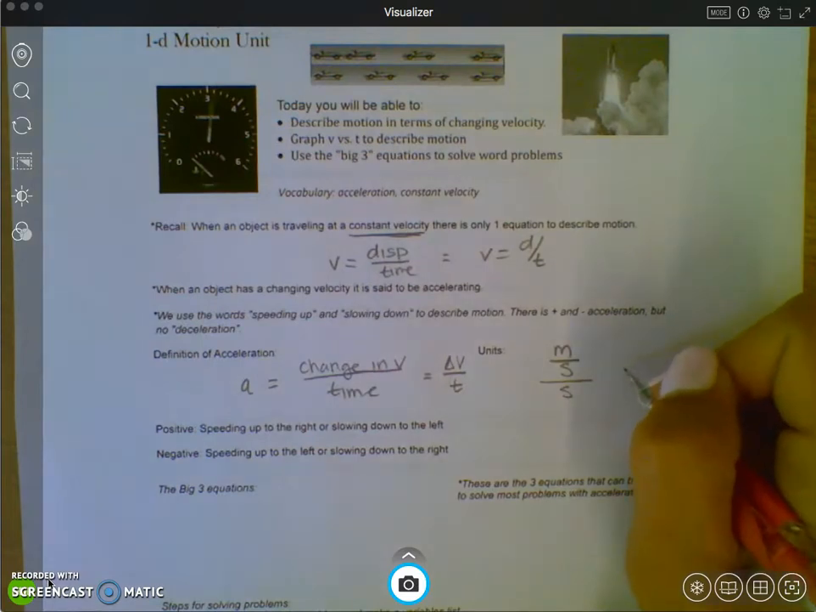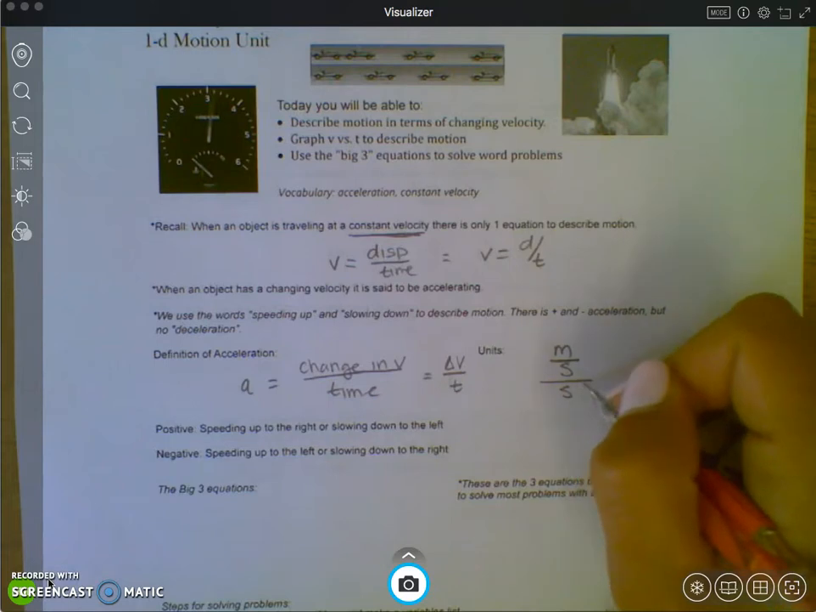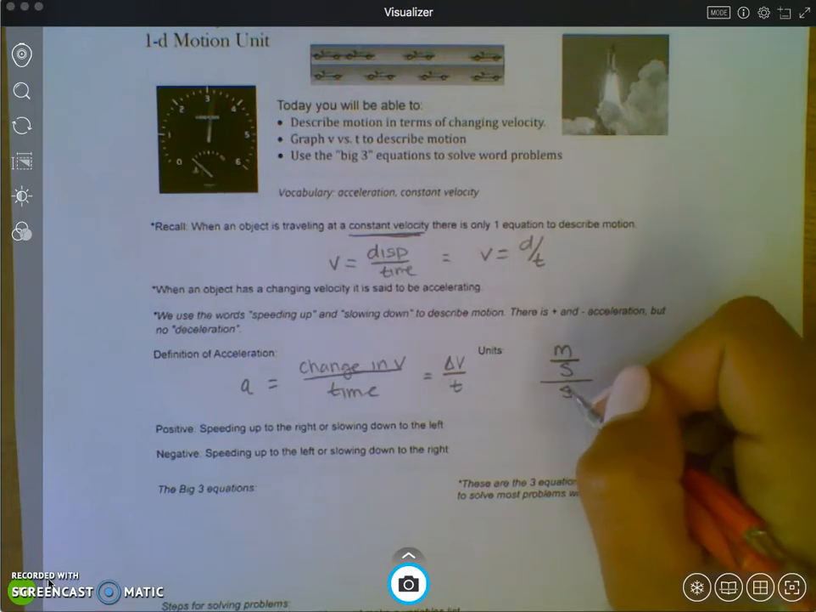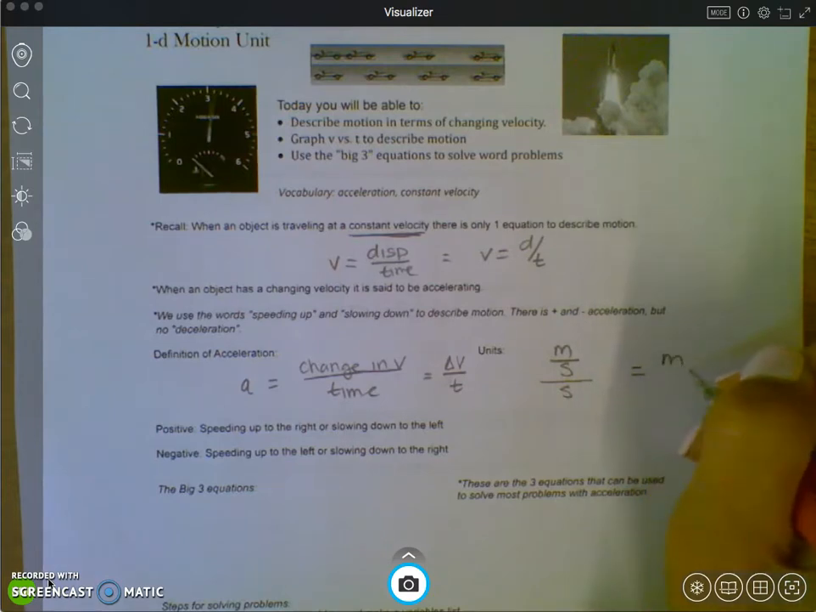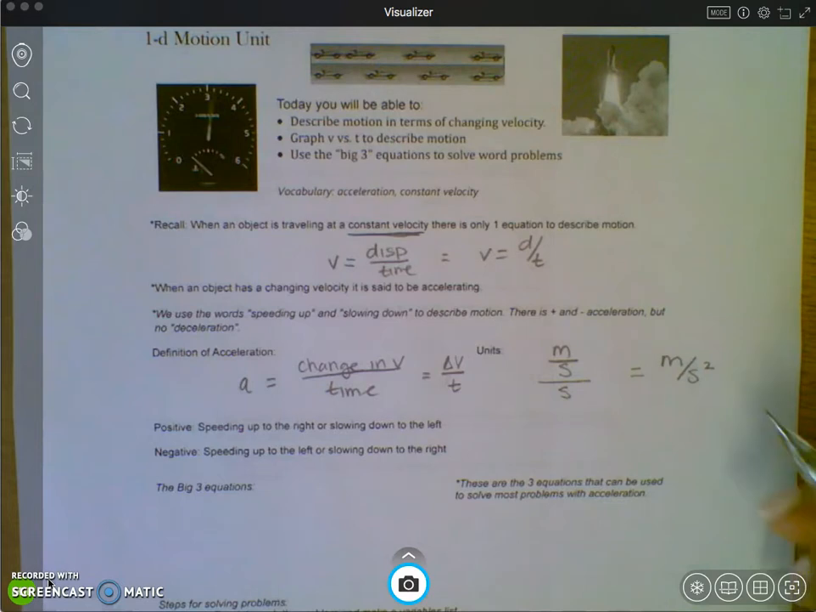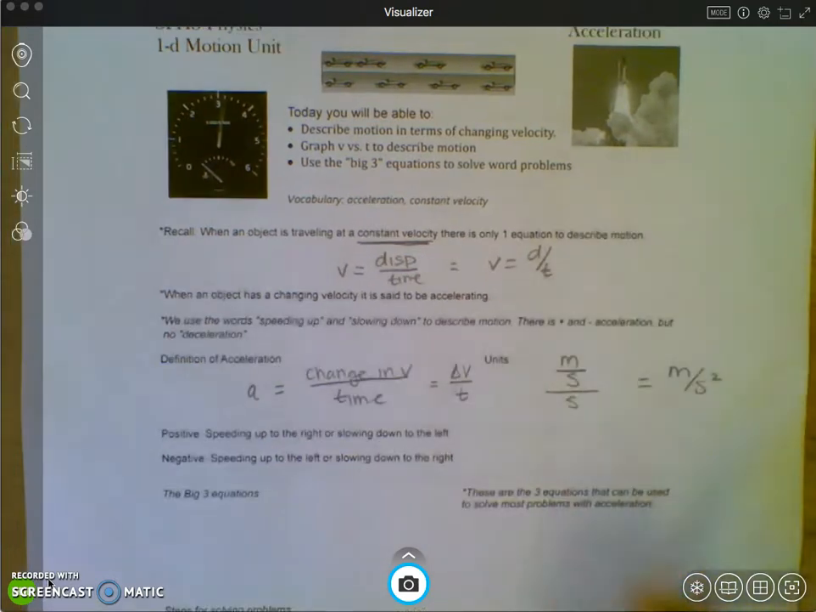If you were to go back to your math skills, multiplying by the reciprocal of s over 1 would give you 1 over s, and so you could write this as meters per second squared. But for our purposes right now, we're going to say meters per second because it will give us a better idea of what acceleration actually is, okay?